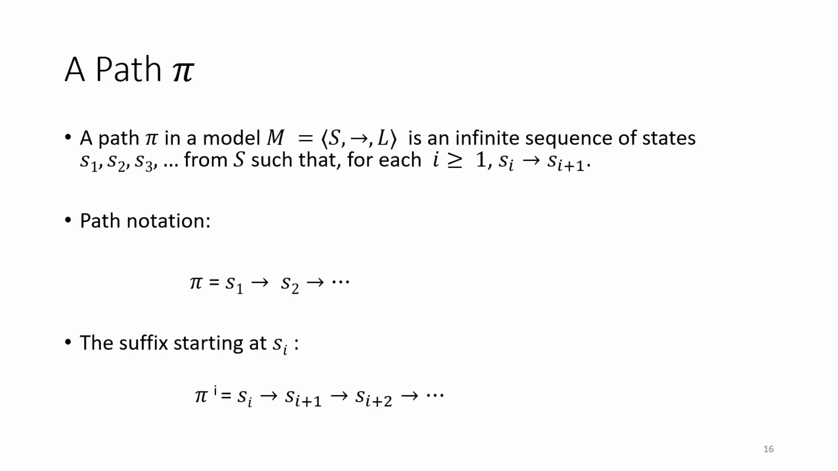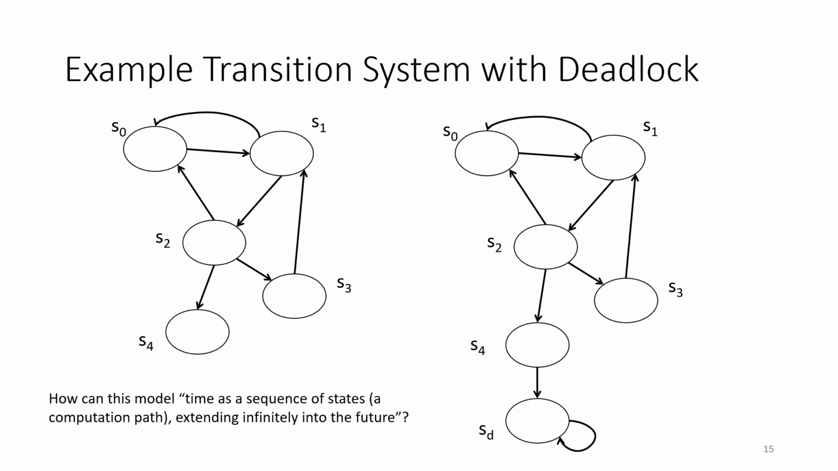Yeah, do they have to be infinite? Yes, they already have to be infinite. So you just need to cycle around. So here, S0, S1, S2, S0, and this infinitely long, that's a path.